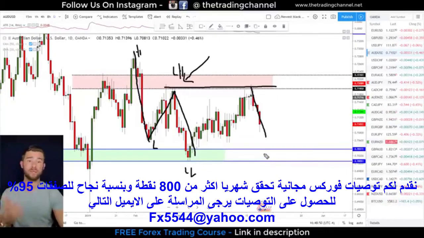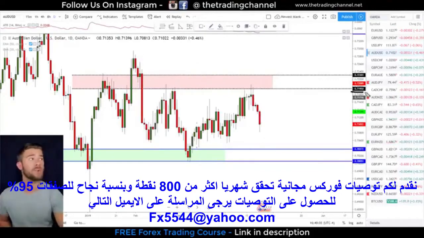Now, that's the first step of the 3-step process. The second step is looking for levels of structure in the market that the market has reacted to 3 or more times. Here around the 0.7195 level is one of those levels.